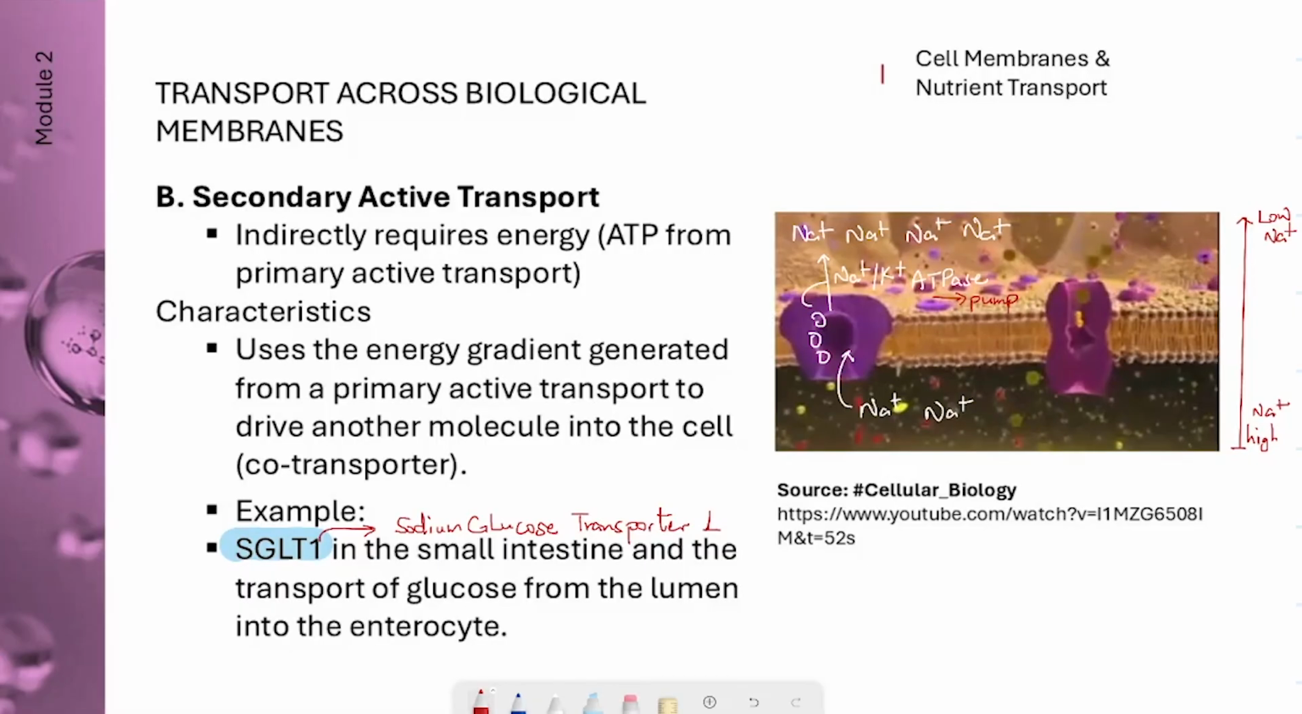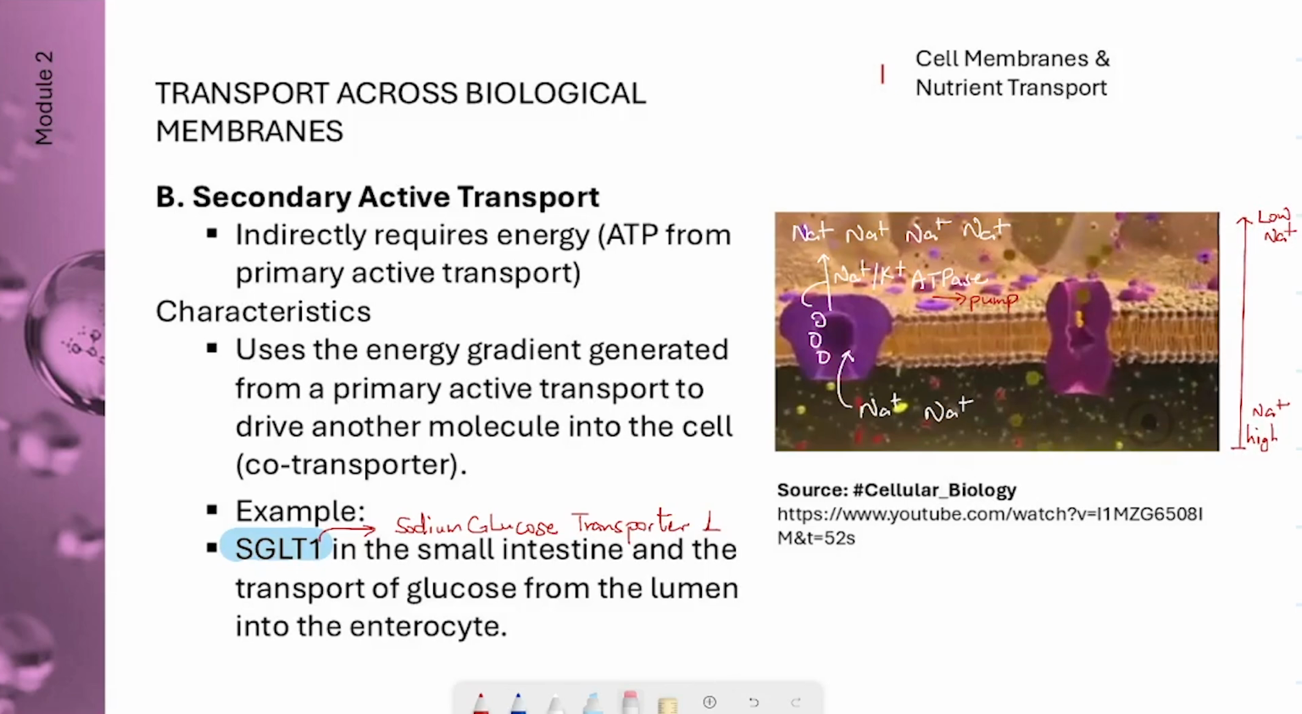Okay, so this is actually needed to create what we call an electrochemical gradient. And you will see how this electrochemical gradient is used in the sodium glucose transporter to bring in glucose from the lumen of the small intestine into the enterocyte.